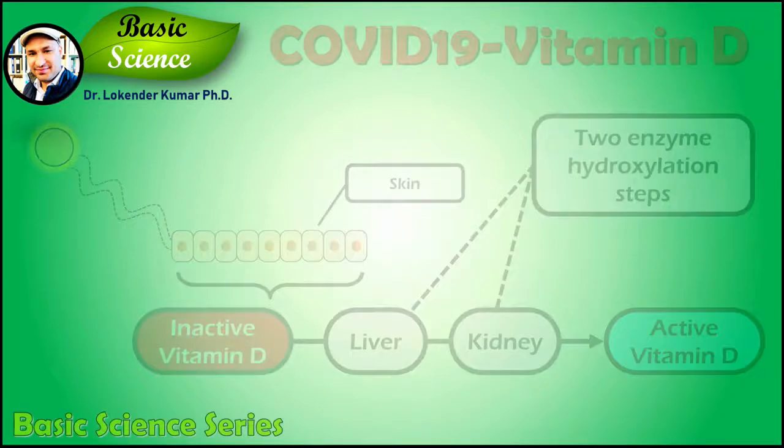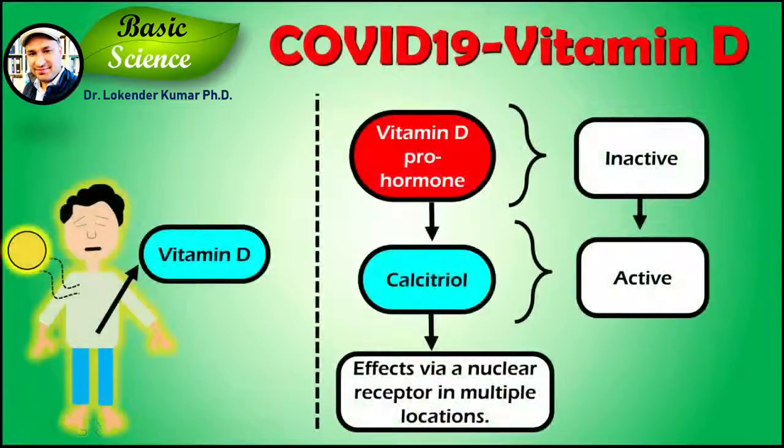As vitamin D can be synthesized in adequate amounts by most mammals if exposed to sufficient sunlight, it is important to know that it is not essential, so technically not a vitamin. Instead, it can be considered as a hormone, with activation of the vitamin D prohormone resulting in the active form, calcitriol, which then produces its effect via nuclear receptors in multiple locations.